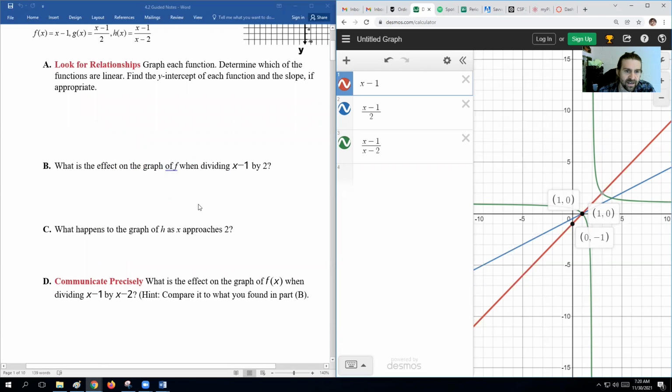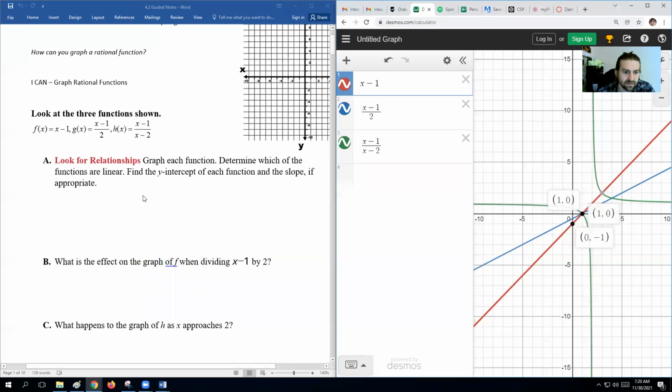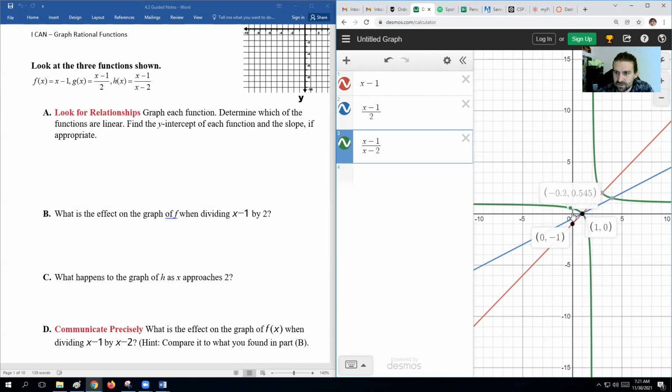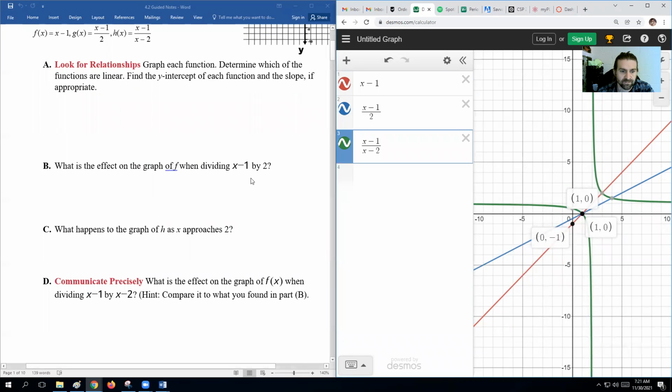All right, what happens to h of x as x approaches 2? As we get closer and closer to 2, there's basically a jump. So there's a vertical asymptote or a jump. We might call these poles too, but that's for later. There seems to be a jump because on the left side, it's going down towards negative infinity, and on the right side, it's going up towards positive infinity.